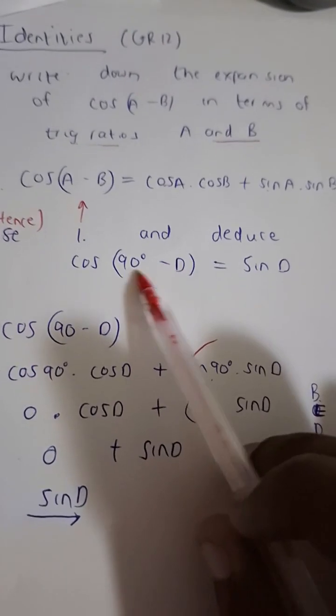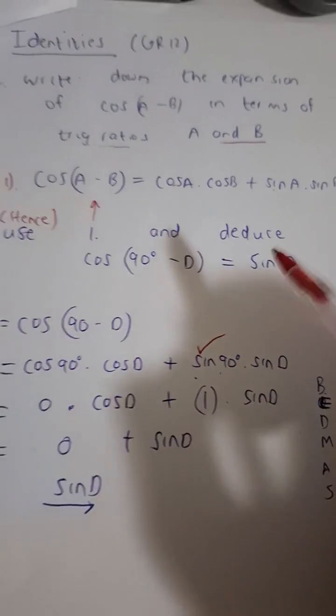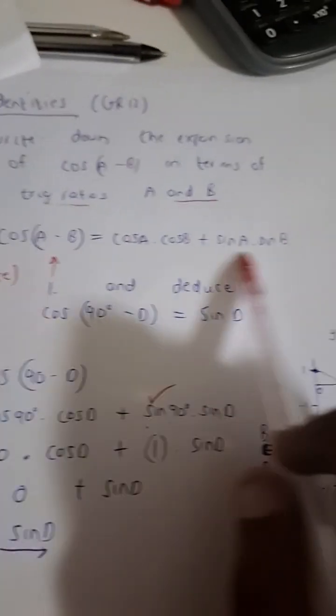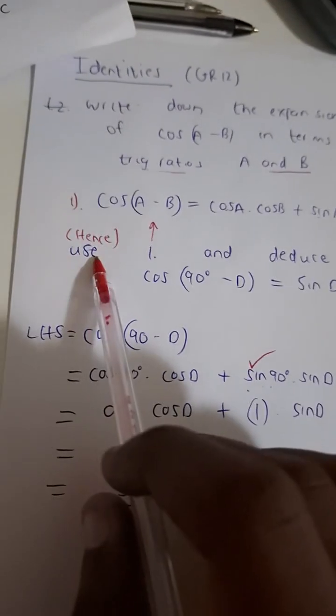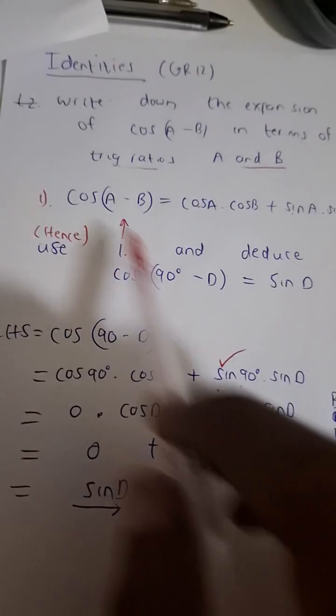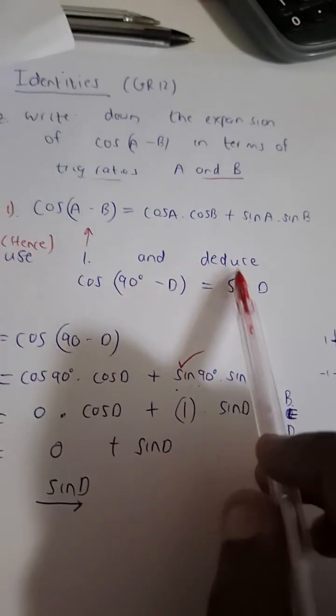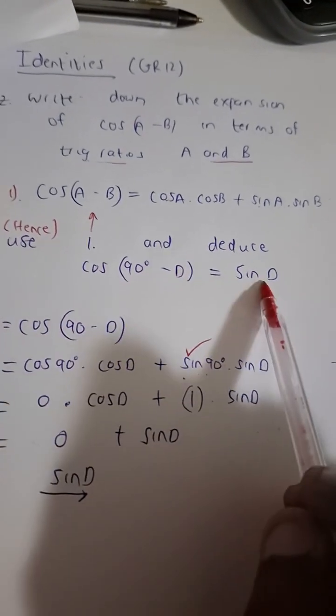Do you see how we were able to really prove that cos 90 minus d is equal to sine d if we use the expansion above? Because that's what the question was saying. Use 1, meaning this expansion, and deduce that cos 90 minus d is equal to sine d.